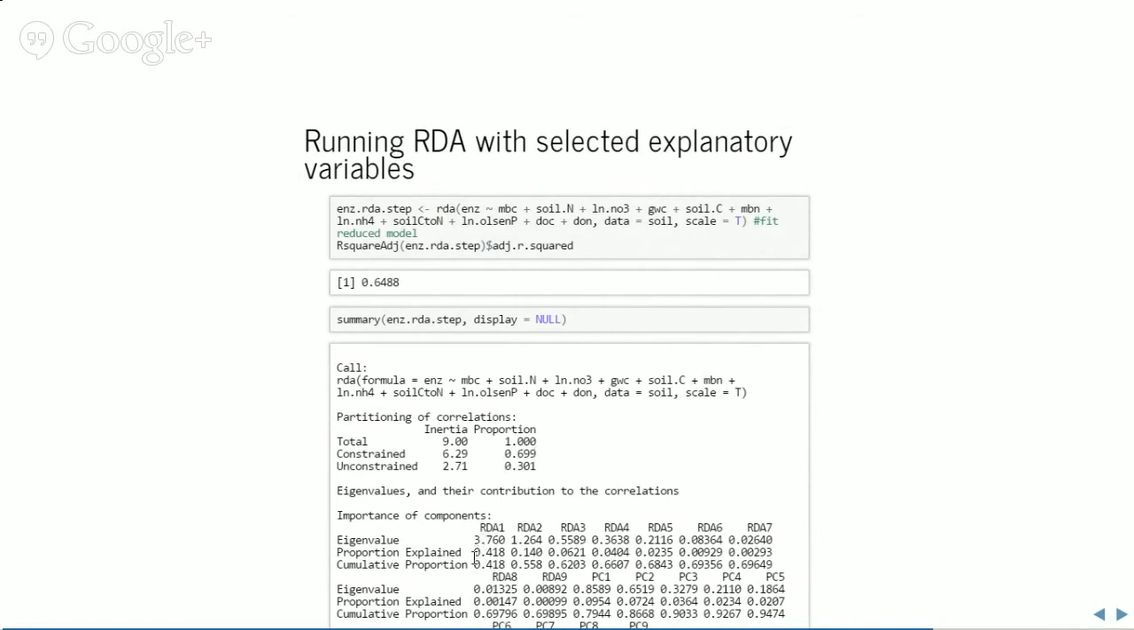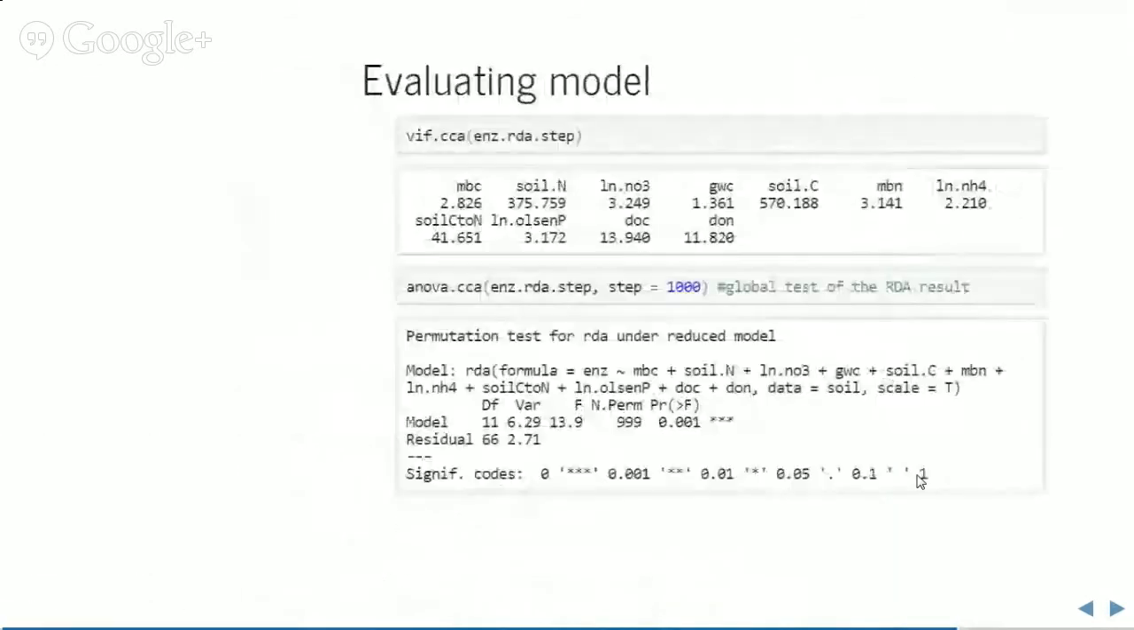And then down here, this is giving us for each RDA component the proportion of the constrained variation that's explained. So, for instance, the first two axes explain 56% of the constrained variation. I won't go into any more detail there, but those are some of the key things that you want to look at from the output.